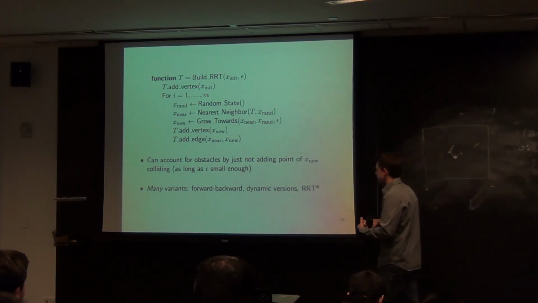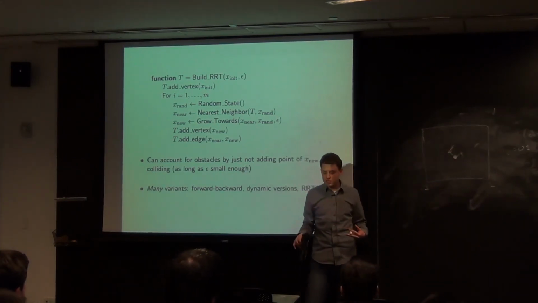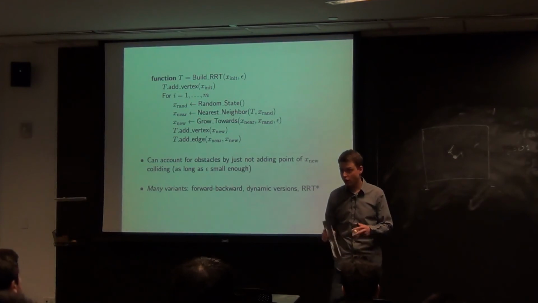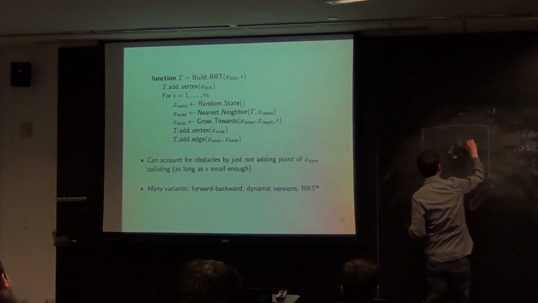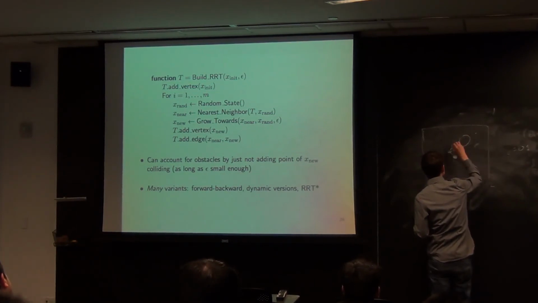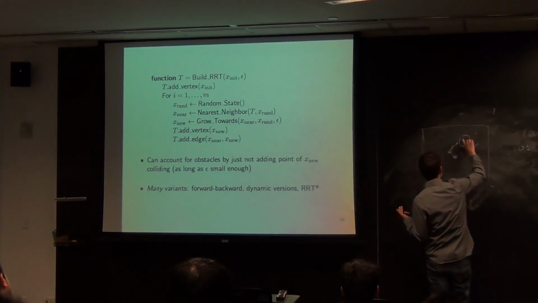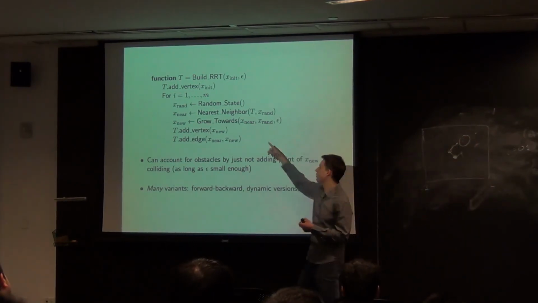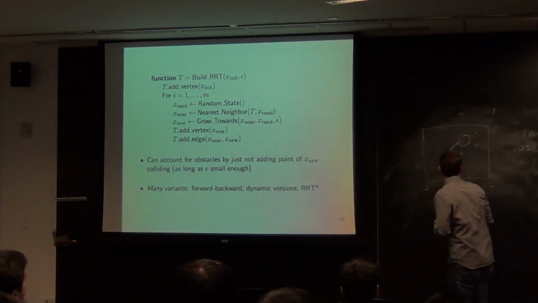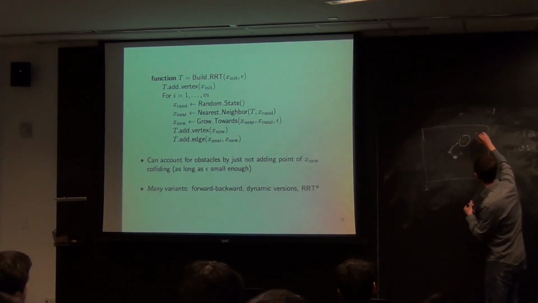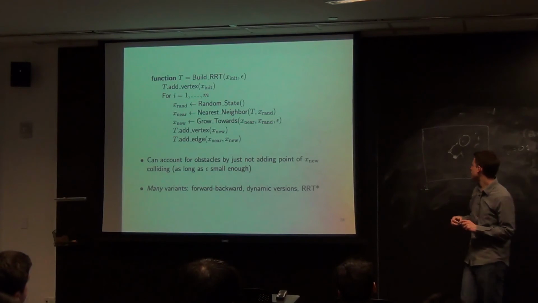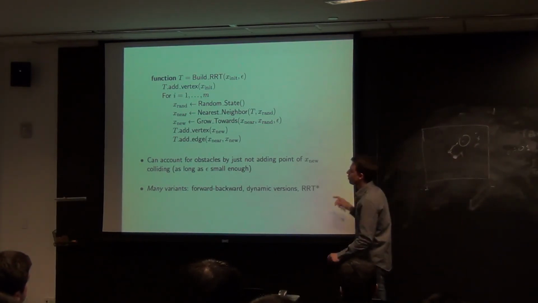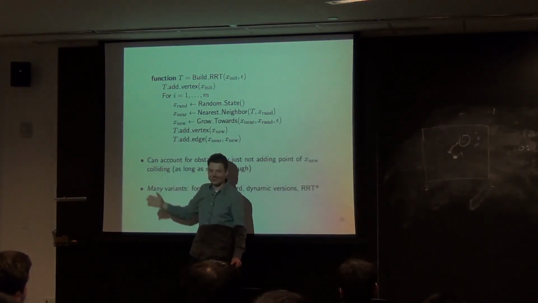Now we can also account for obstacles, by just not adding points if they are colliding. So if there's an obstacle here, and we pick a point here, actually that would be fine because we're still within epsilon. But if we pick a point inside the obstacle, well, we don't do that ever. So random state never says something within the obstacle. But then also, if we're here and pick a point here, and we would grow to within that obstacle, we don't allow that either. So if either x rand or x new is within an obstacle, we don't allow it.